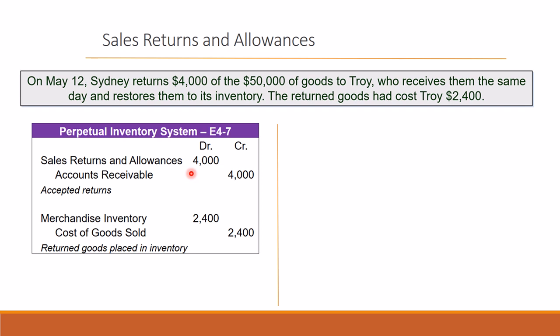But instead of debiting the sales account, we debit a new contra. I know you're groaning. I have to learn another contra account. We debit a new contra revenue account, the sales returns and allowances account. Sales returns and allowances has a normal debit balance, and it's subtracted from the sales account to arrive at net sales on the income statement.